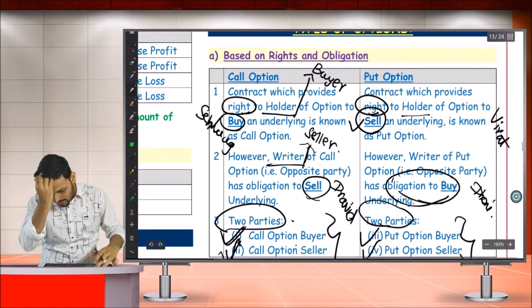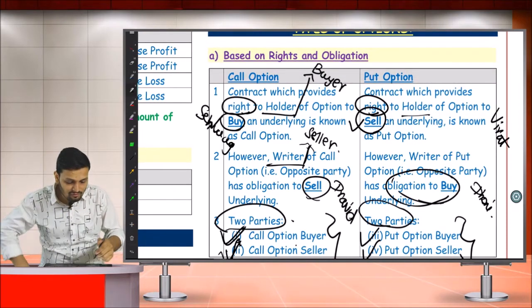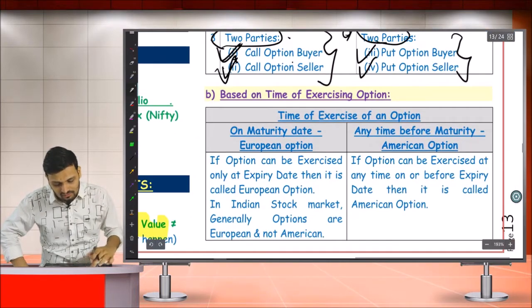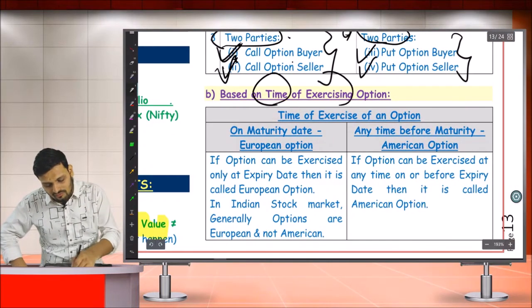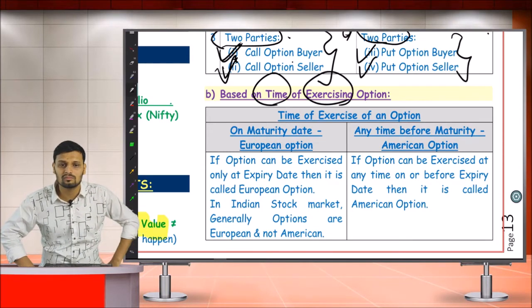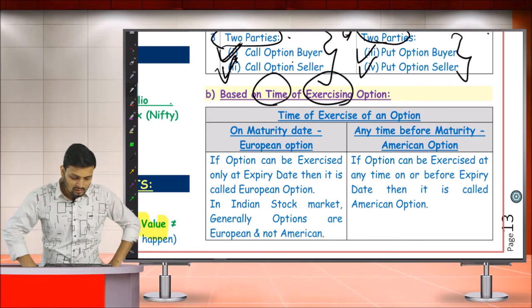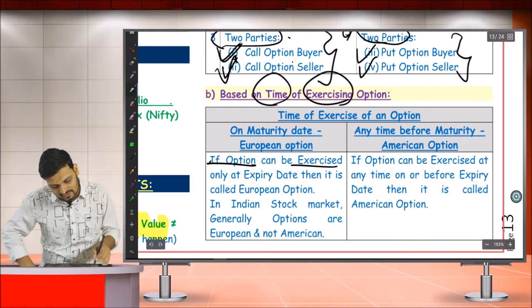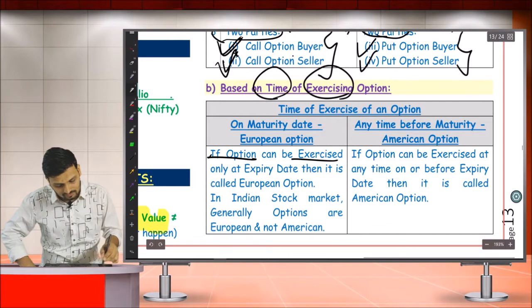This was the general understanding of types of options based on rights and obligation. Now let us understand types of options based on time of exercising option. So the time of exercising options, let us try to understand now. On maturity date, a European option can be exercised only at the expiry date.